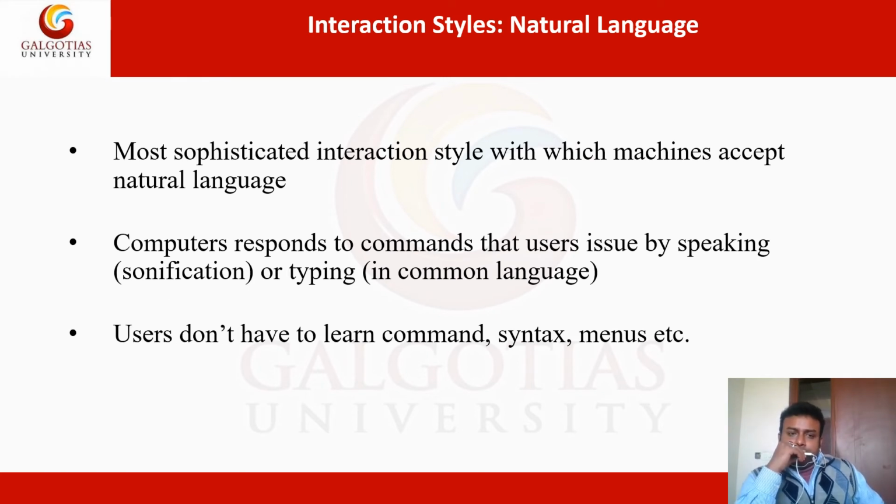Next one is natural language based interaction. It is the most sophisticated interaction style, in which the machine accepts natural language. Nowadays it is used very much in Google search also. You can speak anything and that will be searched. Sometimes you type in your own language, like a non-English language, your mother tongue, and that will be translated into English and searched. So that kind of option is available in the market nowadays.